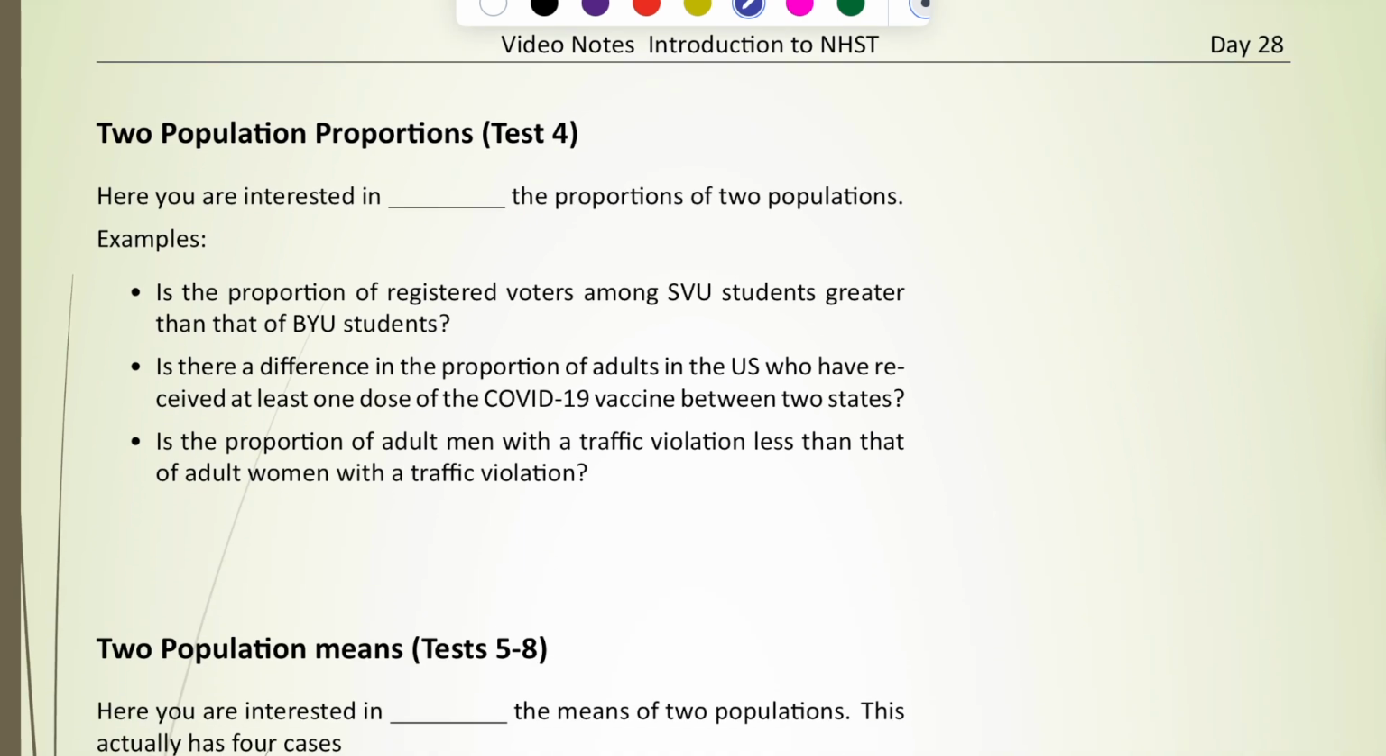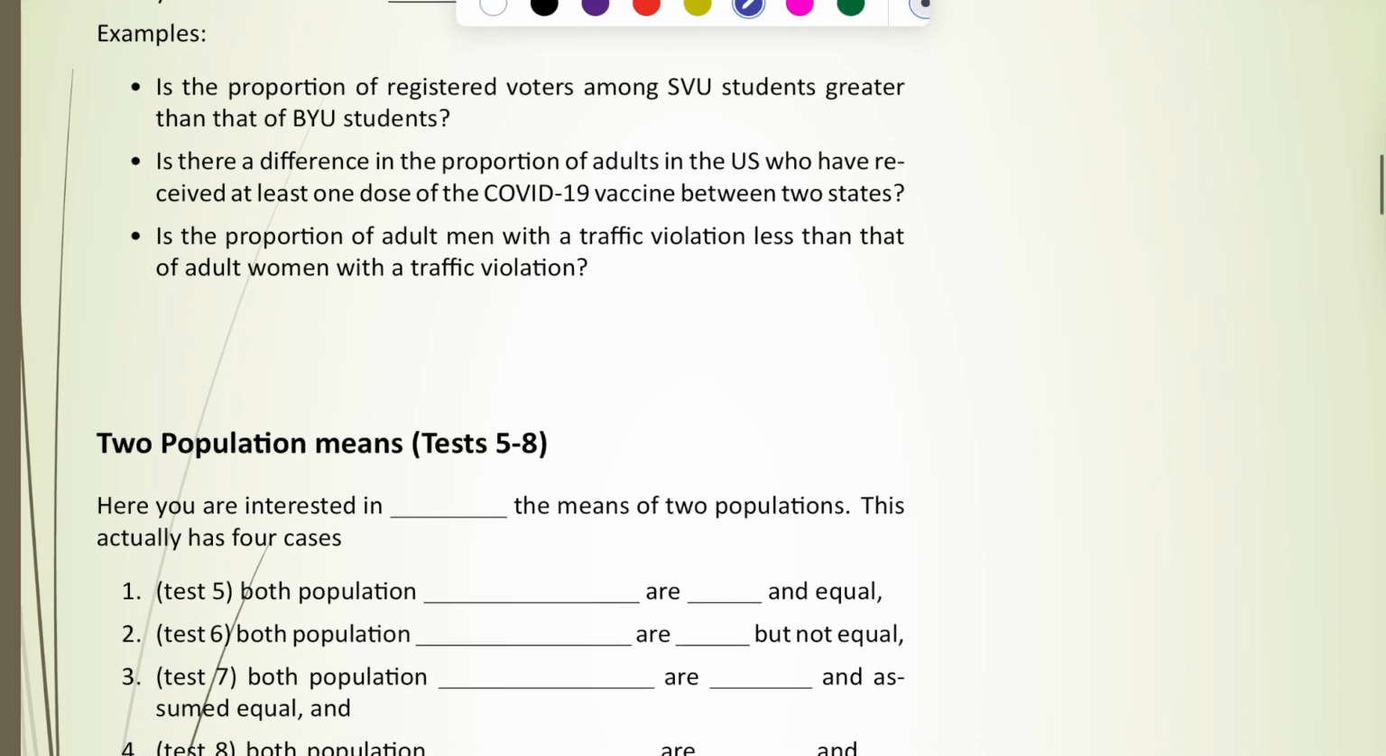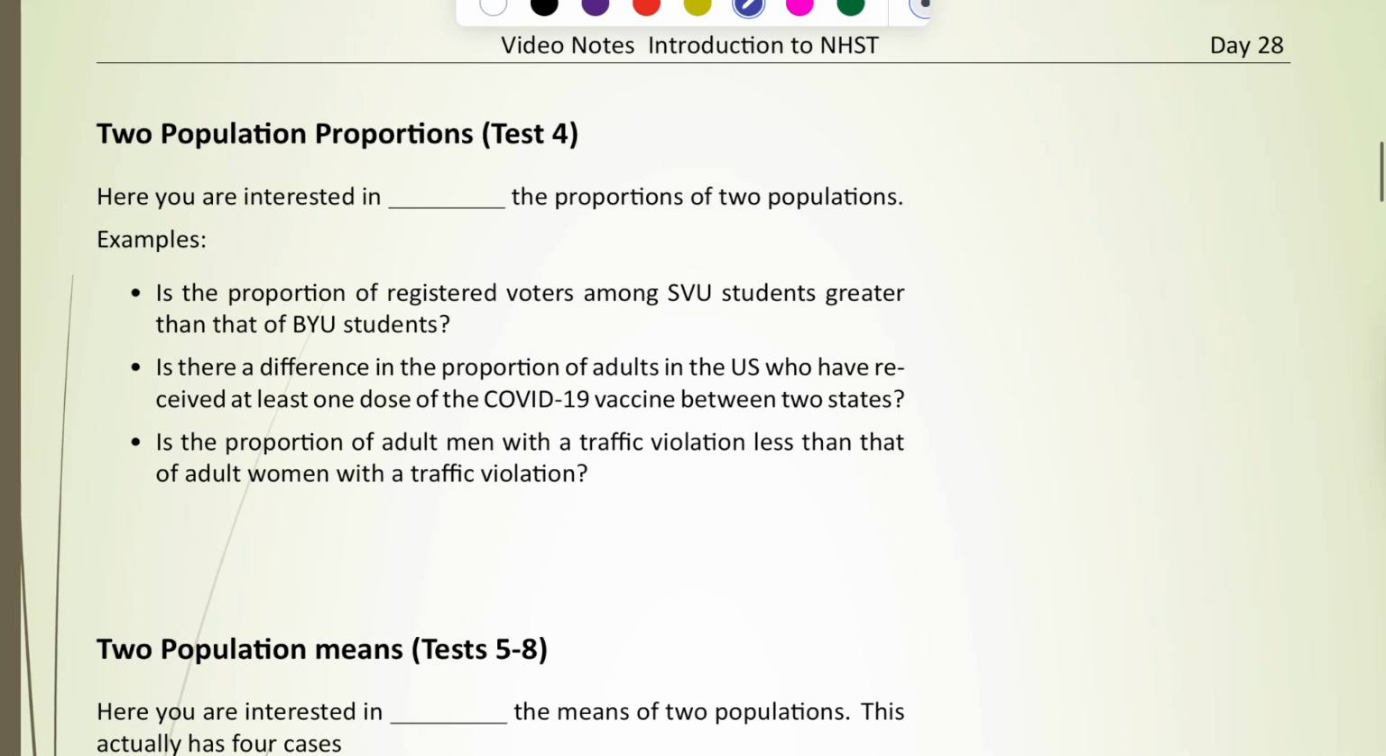Okay, now the next 5 tests all have to do with 2 populations. So here we are interested in comparing the proportions of 2 populations with each other. All right, so is the population of registered voters among SVU students greater than that of BYU? Have you ever wondered something like this? Maybe not with registered voters, but where you compare the proportions between 2 groups.